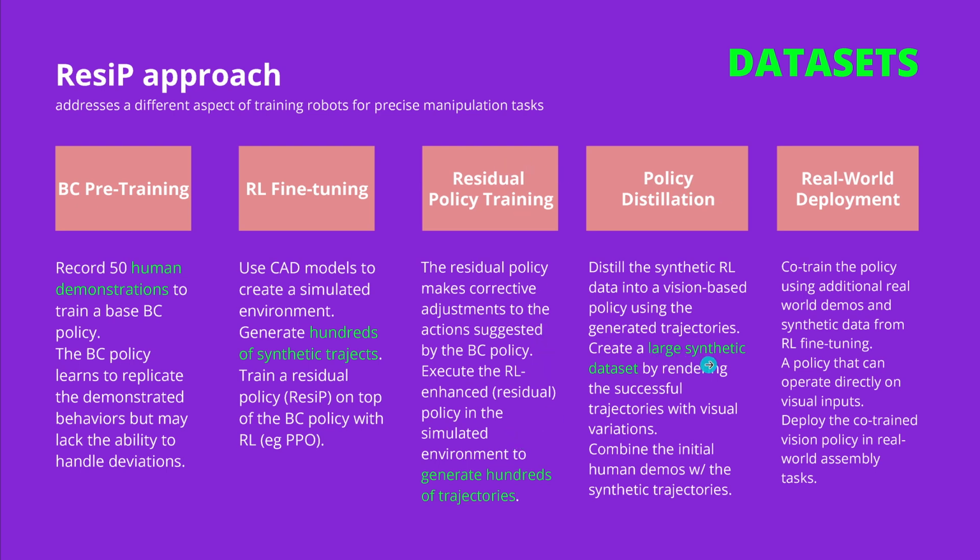We create here a large synthetic data set by rendering here the successful trajectories with the visual variation. We bring it all together, and then we co-train the policy using additional maybe real-world demos and all the synthetic data from the reinforcement learning fine-tuning. And then we deploy this co-trained vision policy on Mars. So you see, this is a very interesting approach. You need a lot of synthetic trajectory data, but the way it is built, it is amazing that it is working at all.